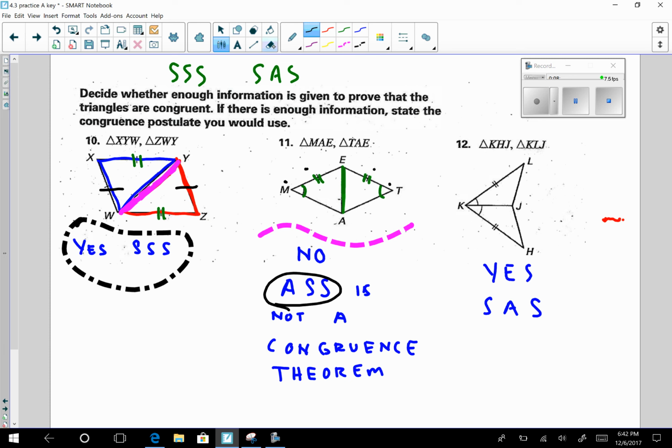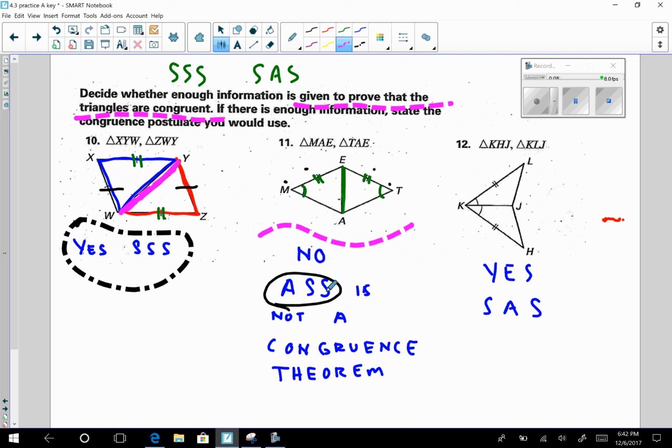And note what the question was asking. Is there enough information to prove the triangles are congruent? And no, we do not. Angle, side, side is not a congruence theorem.